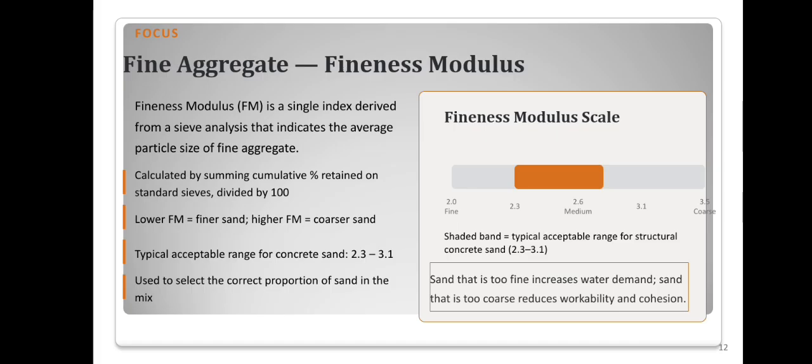The fineness modulus indicates the average particle size of the fine aggregates. For structural concrete, the usual acceptable range is 2.3 to 3.1. Sand that is too fine increases the water demand, while very coarse sand reduces workability.